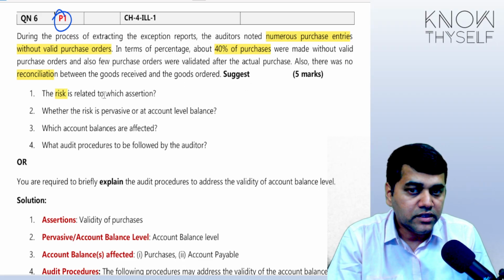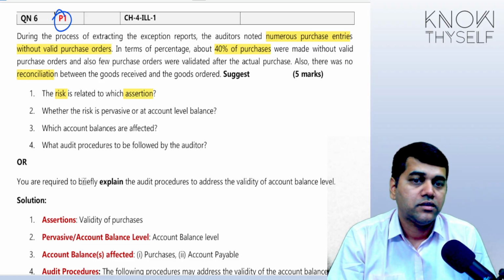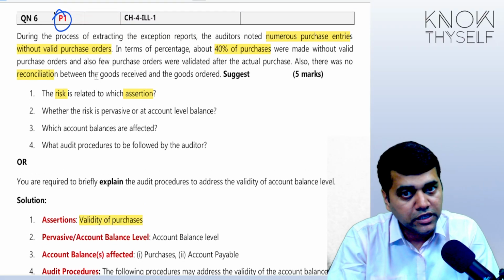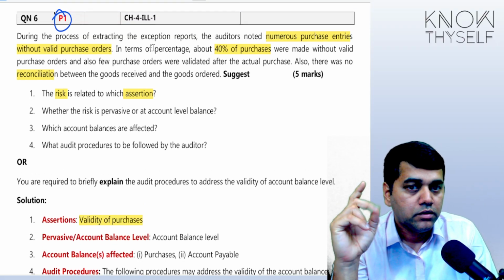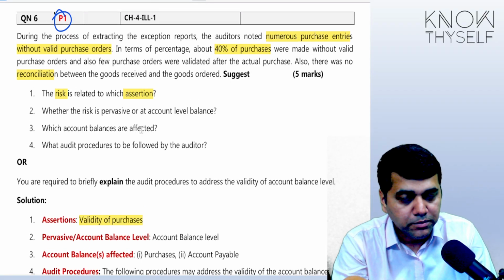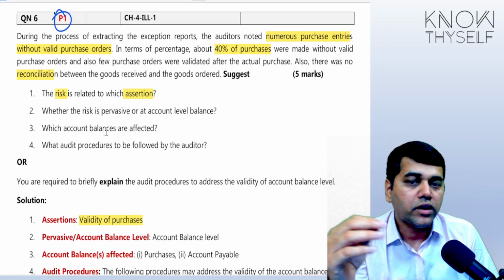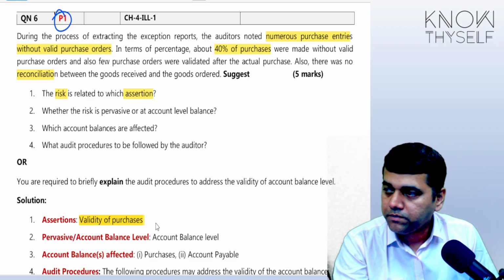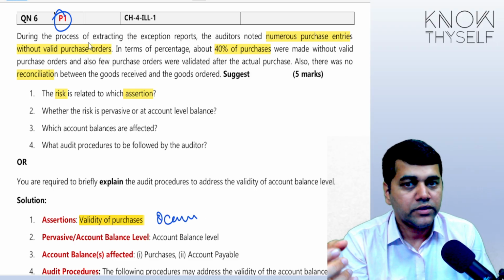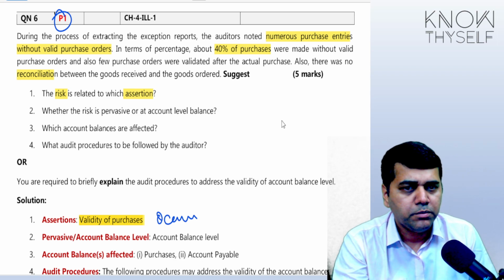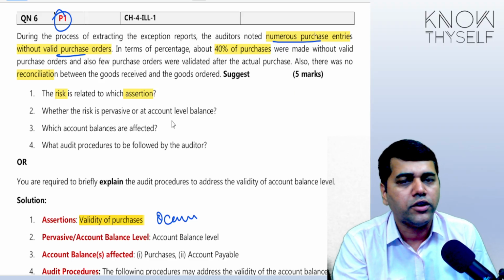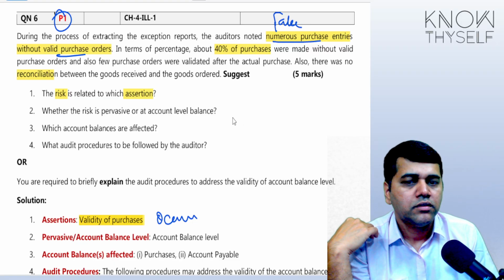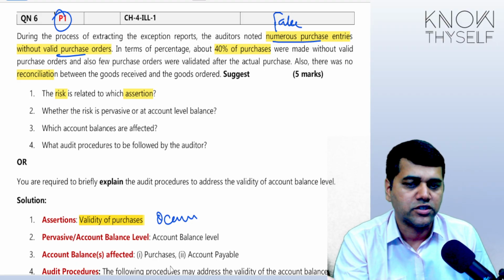Suggest the risk related to which assertion? Okay, what are they trying to do? It is the validity of the purchases. Anyhow, students, they have given this in the form of an illustration. We have to go by that only. Please understand here. In inter also you will see similar types of questions. Now, what type of assertion? You can say it is the validity of the purchases, or I can say it is occurrence, because has it really occurred? You can tell that also. Because when numerous purchase entries are there without orders, this could be a fake purchase entry because orders are not there. So you can also say that it is an occurrence assertion.